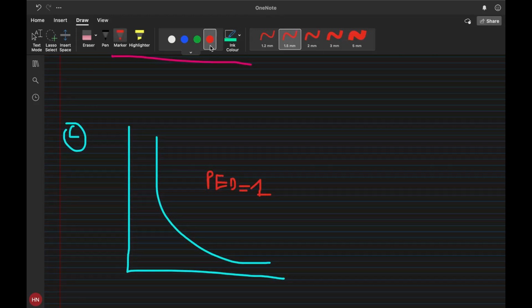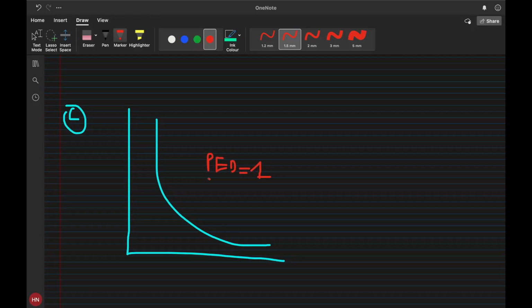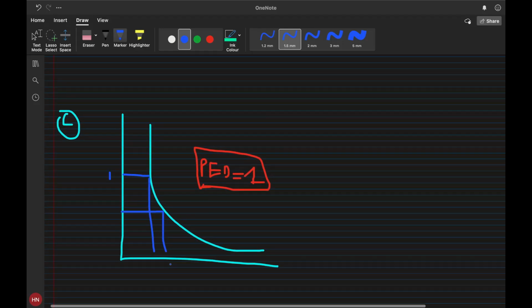Then the next one is PD equal to 1. This is a rectangular hyperbola for which the value of PD is equal to 1, and so this represents unitary elasticity. It's going to remain the same throughout the curve, regardless of which point we take. If we take some other point, the value of PD will always remain constant. So that's pretty much it from this video.